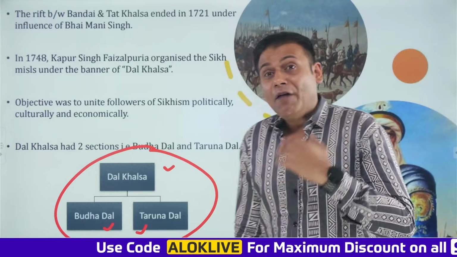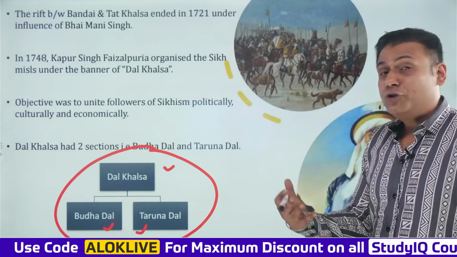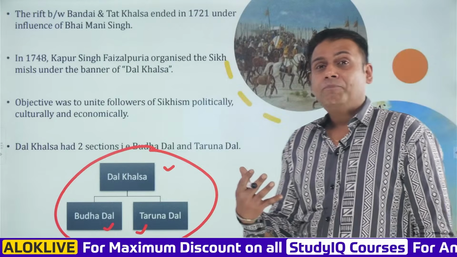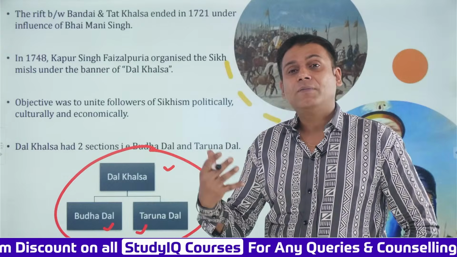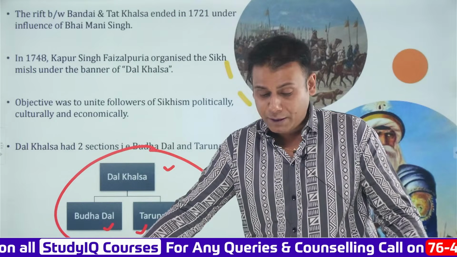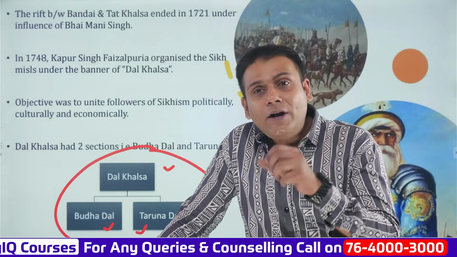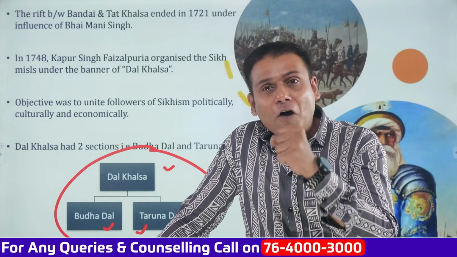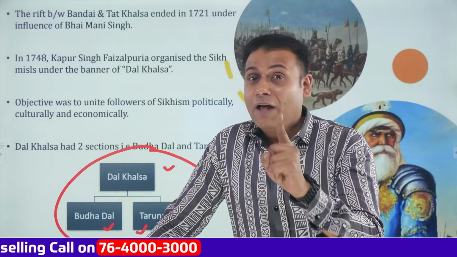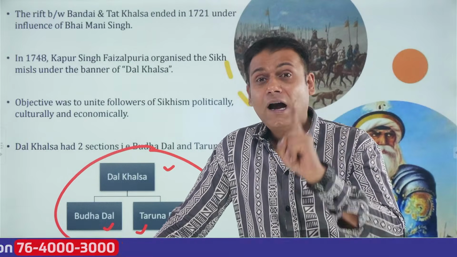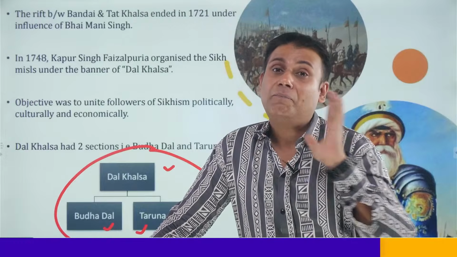Okay. And this was seen as one of the best opportunities by the Dal Khalsa to elaborate the teachings of Sikhism. Apart from this, it was seen as one of the best opportunities by the Dal Khalsa to consolidate their power in the region of Punjab. Why? Because the Mughal Empire was getting weak. And this was an opportunity for Dal Khalsa to consolidate their power in Punjab.